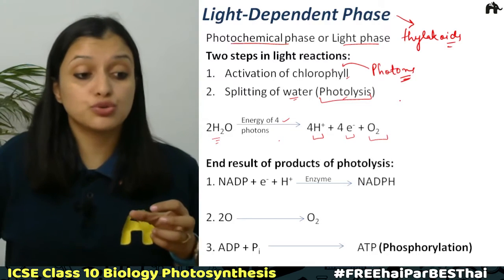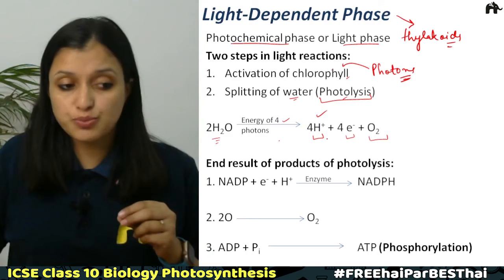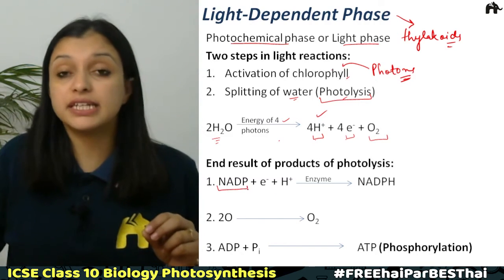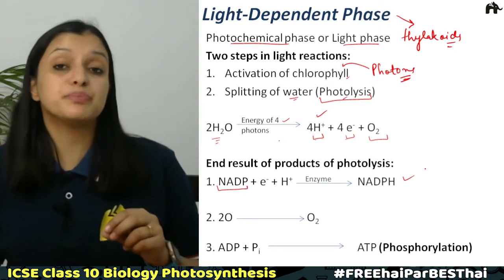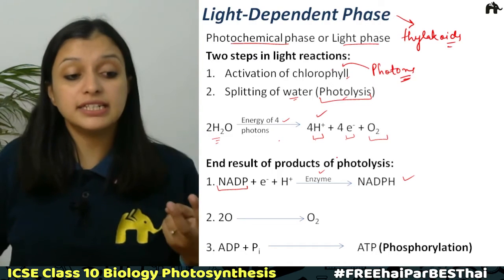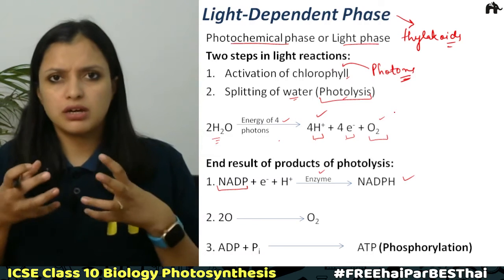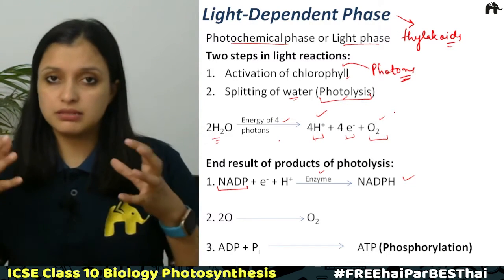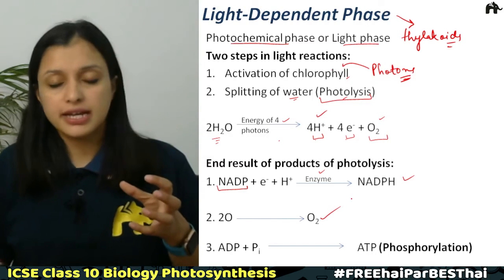Now what happens to these H positive ions which are being produced? So these H positive ions and some electrons are taken up by NADP, and this leads to the production of NADPH in the presence of enzymes. Now the second thing is oxygen. So these oxygen atoms together come as oxygen molecules and they give us oxygen gas.